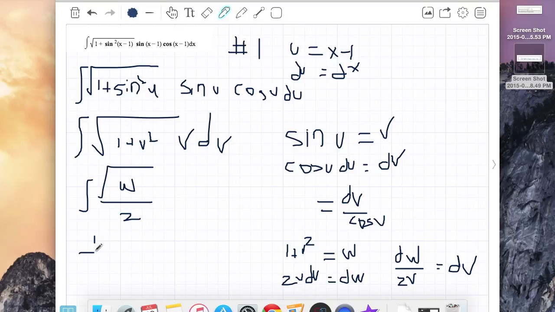If we integrate this, we get 1/3, because this is the 1/2 power, which means we bring it to the 3 over 2 power, which means we're multiplying it by 2 over 3. These 2's cancel out, and we're just left with 1/3 times 1 plus w to the 3 over 2.